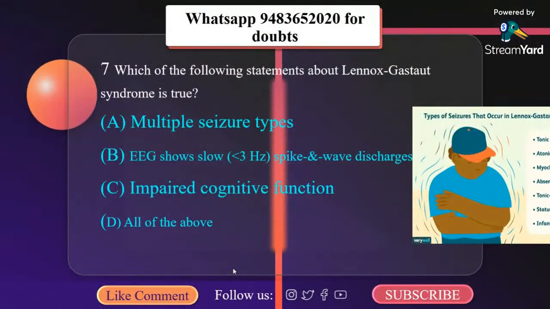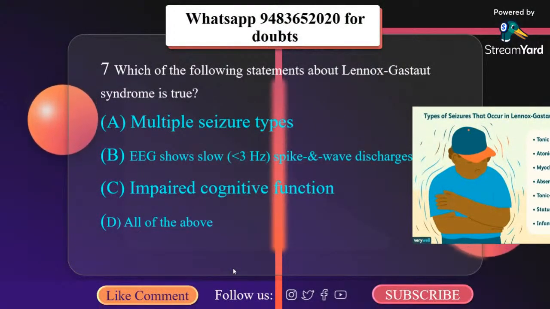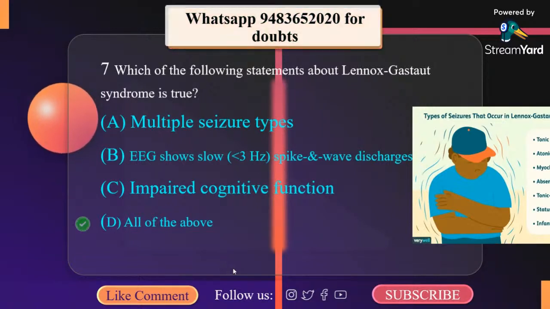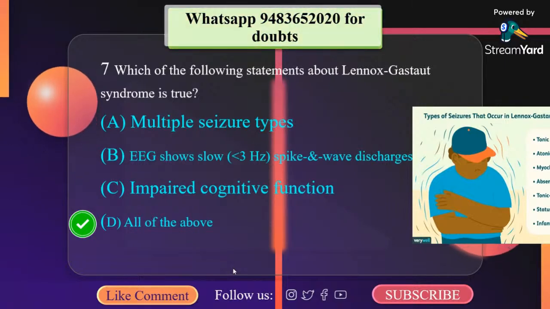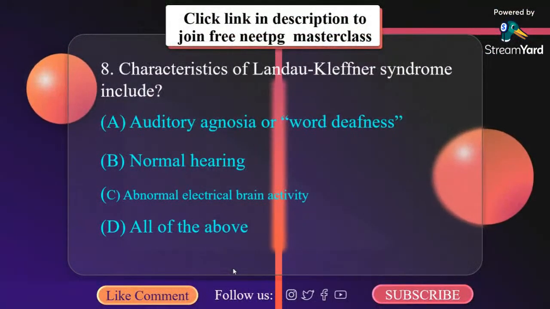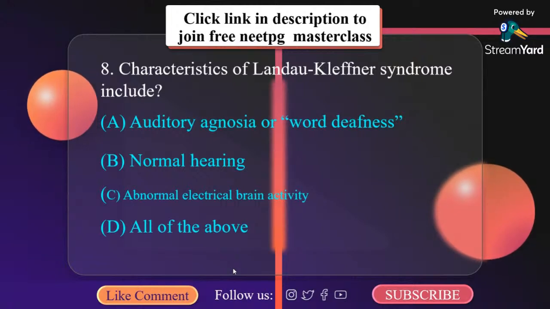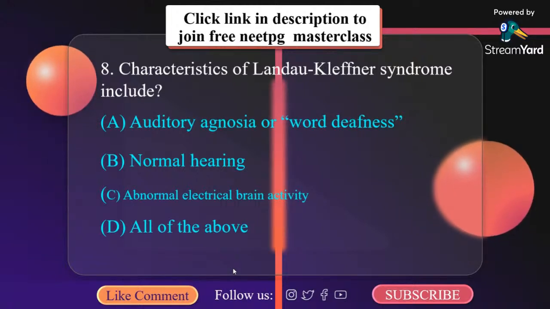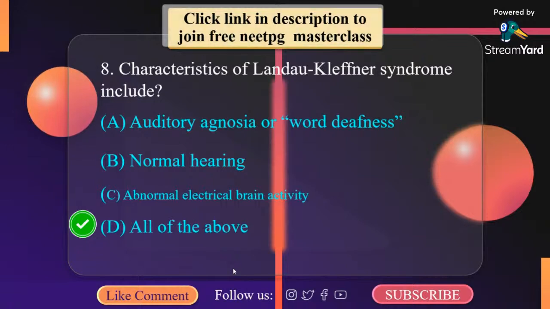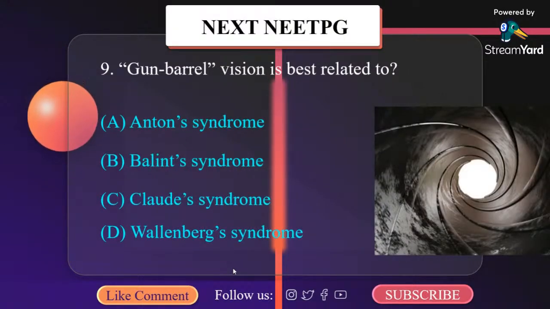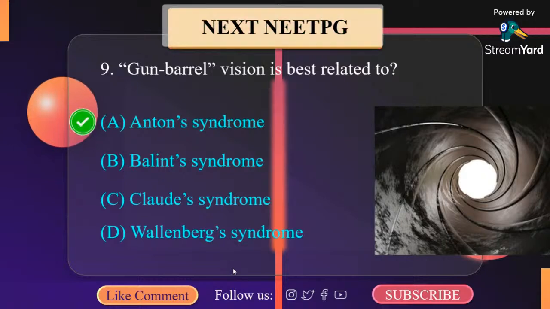Which of the following statement about Lennox-Gastaut syndrome is true? A. Multiple seizure types. B. EEG shows slow spike and wave discharges. C. Impaired cognitive function. Correct option here is D, all of the above. Characteristic of Landau-Kleffner syndrome include A. Auditory agnosia or word deafness, B. Normal hearing, C. Abnormal electrical brain activity, D. All of the above. Gun barrel vision is best related to Anton's syndrome.